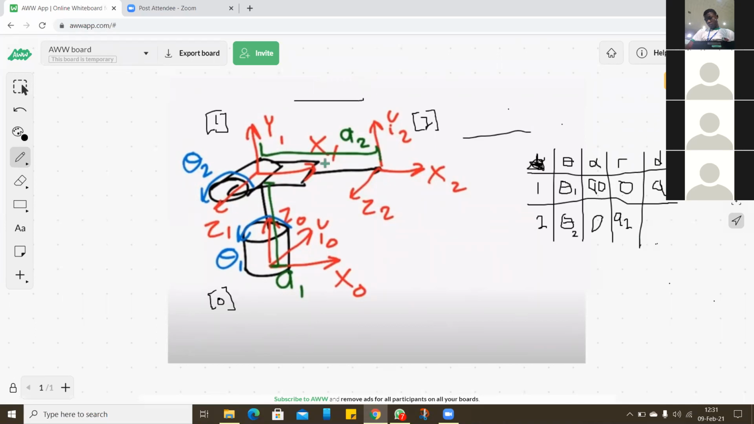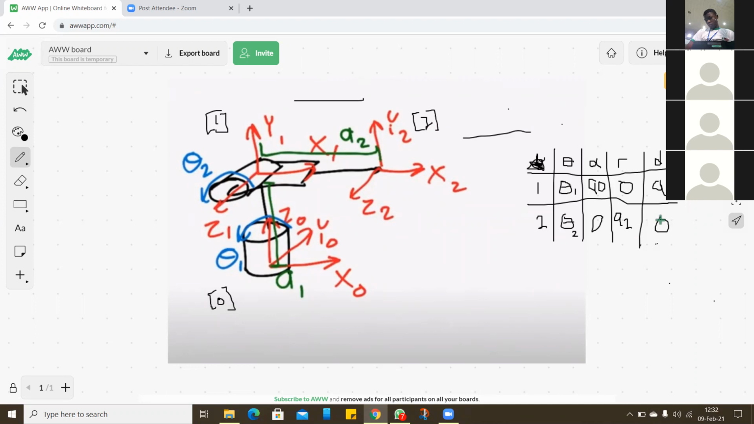The second one now, okay, is now the displacement between this frame and this frame along which axis? Along the Z1 axis, not Z2, Z0 axis. Okay, guys, let's take one more. We're supposed to take two more examples, but let's take one more example.